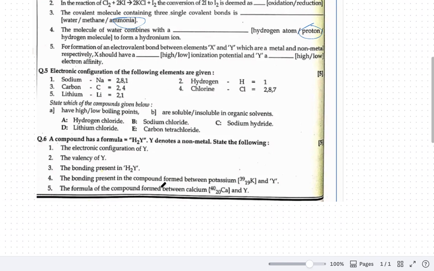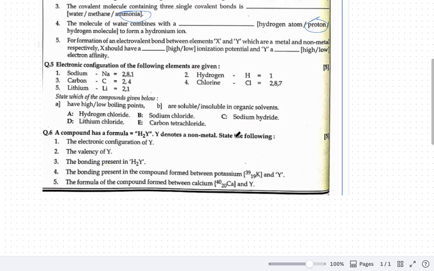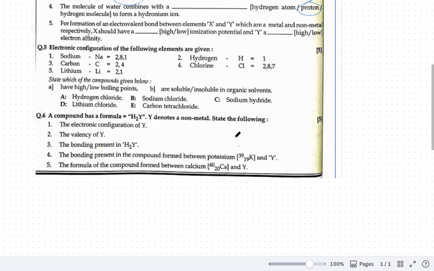State which of the compounds given below have high or low boiling points and are soluble or insoluble in organic solvents. Now here we have HCl, which has a very low boiling point, it goes to negatives, and it is soluble in organic solvents. On the other hand, NaCl has a high melting and boiling point. It is an ionic compound, with high melting and boiling point, and insoluble in organic solvents. Okay, CCl4 is soluble in non-polar organic solvents.